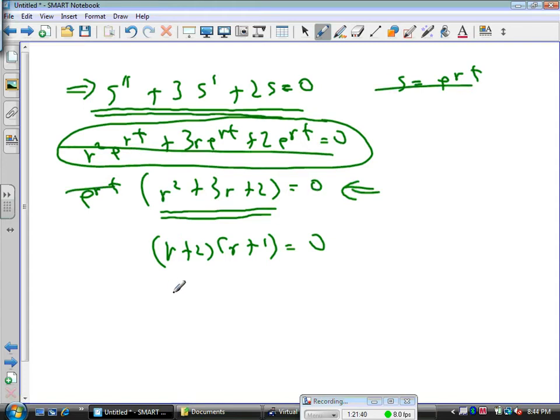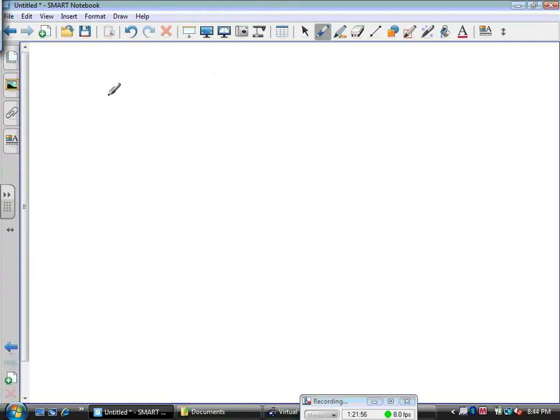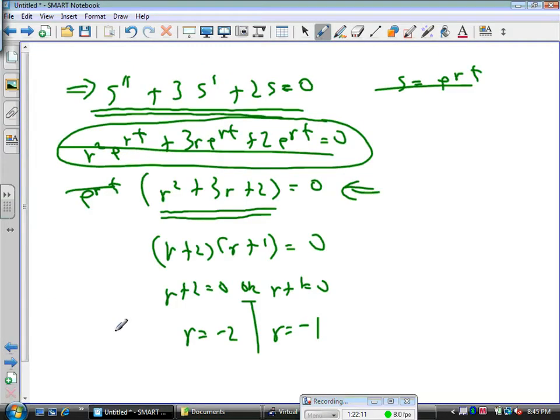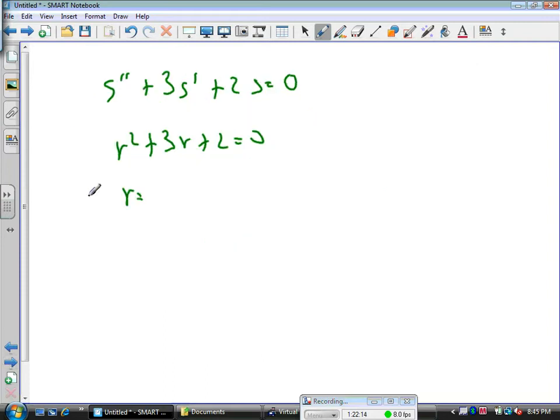Now it's easy. All right, so what's r? R plus 2 equals 0, or r plus 1 equals 0. So r is negative 2, or r is negative 1. Right, good. All right, so what do we got? We've got that s double prime plus 3s prime plus 2s is the differential equation we're solving, the characteristic equation is r squared plus 3r plus 2, and r becomes negative 2 or negative 1, right?